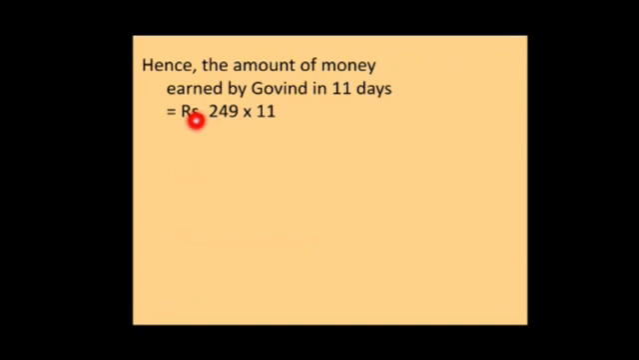Now, to find the amount earned in 11 days, what will we do? We will multiply rupees 249 by 11, right? Let's multiply 249 multiplied by 11. First we will multiply this 1 by 249. So 1 9s are 9, 1 4s are 4, 1 2s are 2. Then again we will multiply here 0. Then again we will multiply 249 by 1. So 1 9s are 9. Then 1 4s are 4. Then 1 2s are 2.